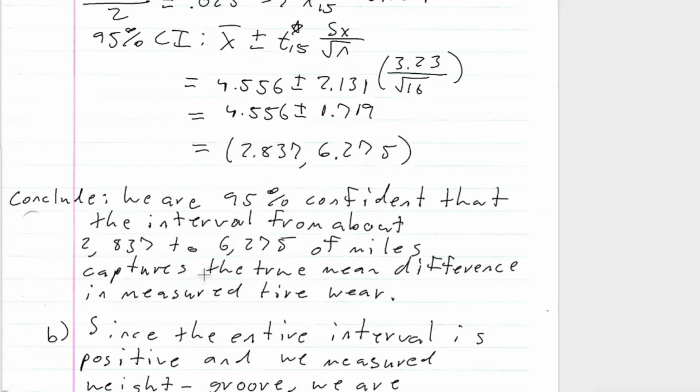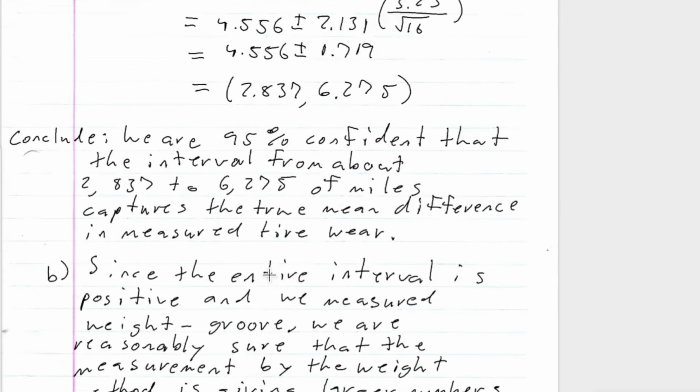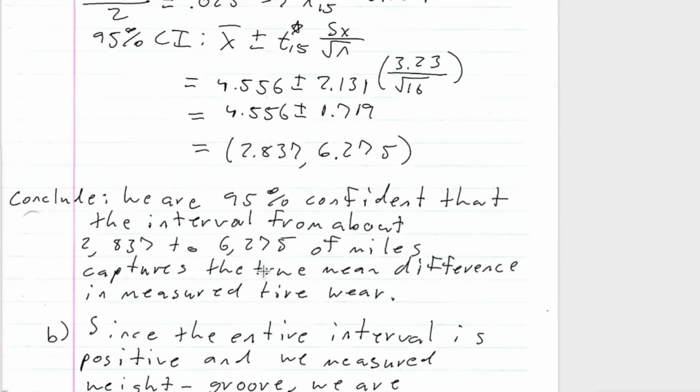So this tells us that we are 95% confident that the interval from about 2,837 to 6,275 miles captures the true mean difference in measured tire wear, right? So, yeah, this tells us that the true mean difference between the methods would be between 2,837 and 6,275.